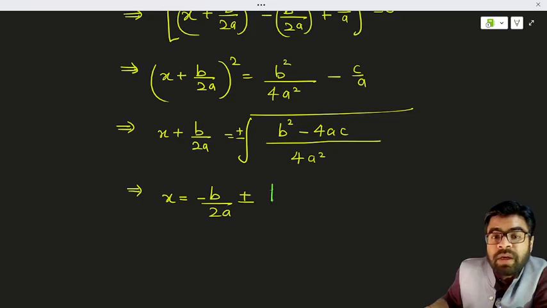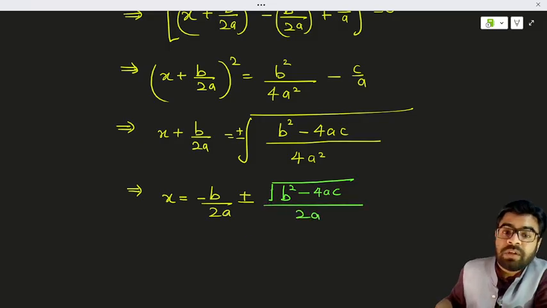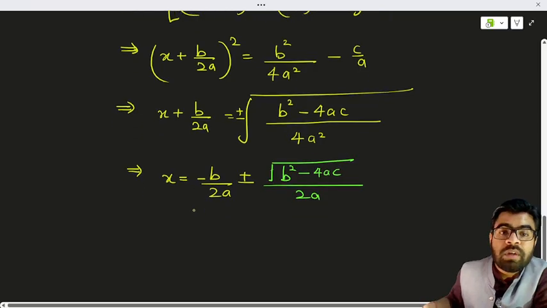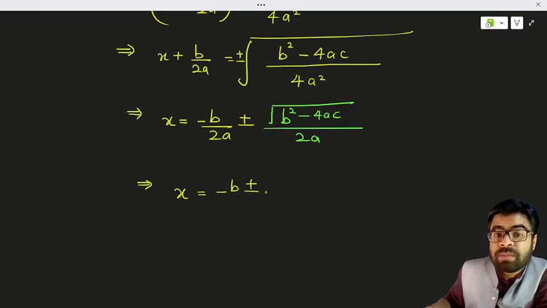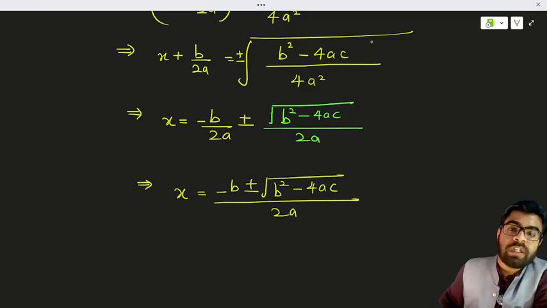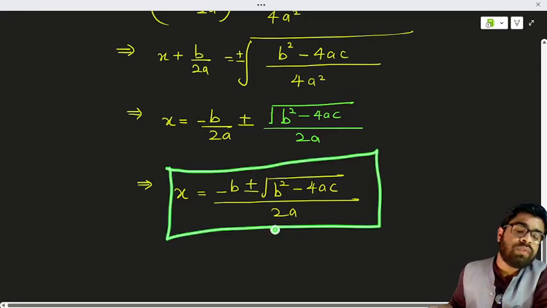So from here we can write it is the square root of b square minus 4ac upon 2a. Clear? Now 2a will be common in both, so I can take the LCM of this. So we get the value of x, which is minus b upon 2a, so it is minus b plus minus root b square minus 4ac divided by 2a. Clear? So these are basically the roots of the quadratic equation.